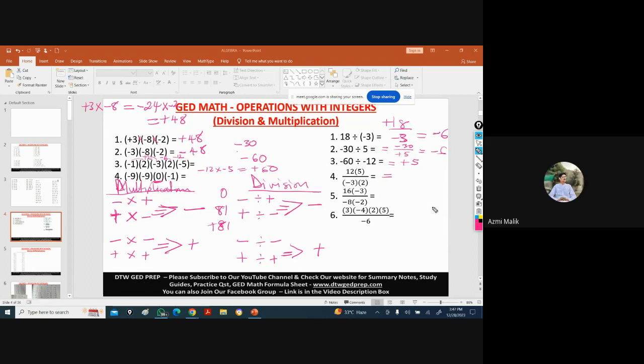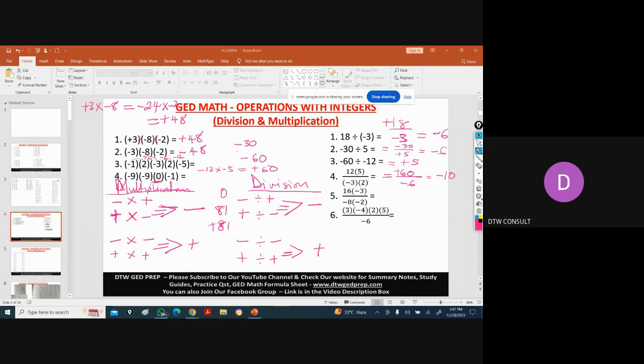Negative 10. Good, negative 10. Because 12 times 5 is what? 60. Then negative 6 is a negative 6. When you divide a positive and a negative, your answer will be a negative. And 60 divided by 6 gives you what? 10. Do you see that?